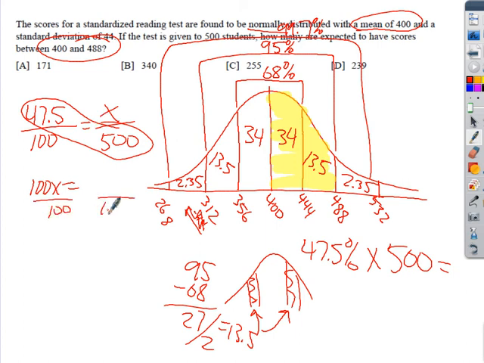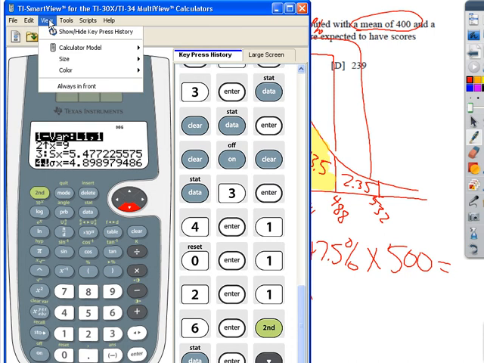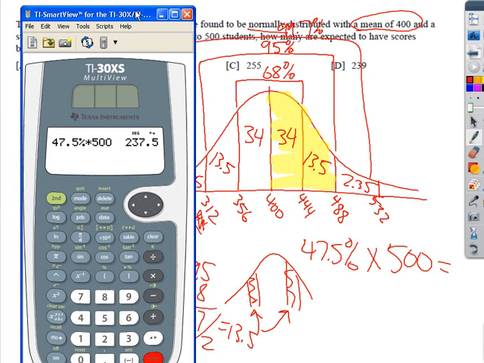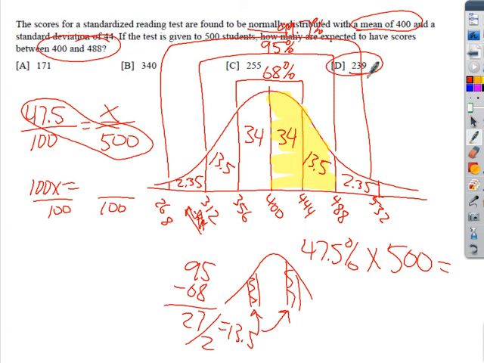Now I'm going to pull up the calculator and do it with this. We're just doing 47.5% times the 500 students, and we get 237.5. Can't have half of a student, so we round up to 238. I want you to notice that 238 is not there. The closest thing is 239. The main reason for that is that while we teach 34%, it's 34 point something percent that is the official number. So we're going with that.